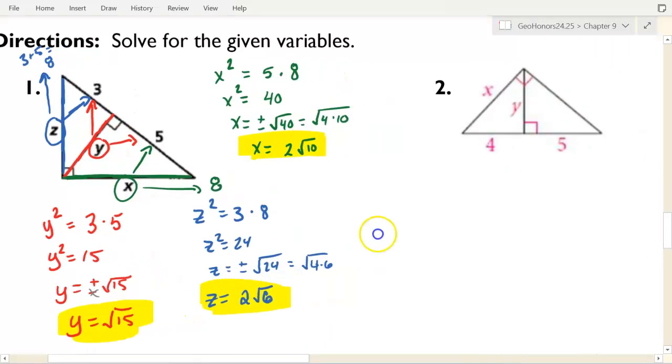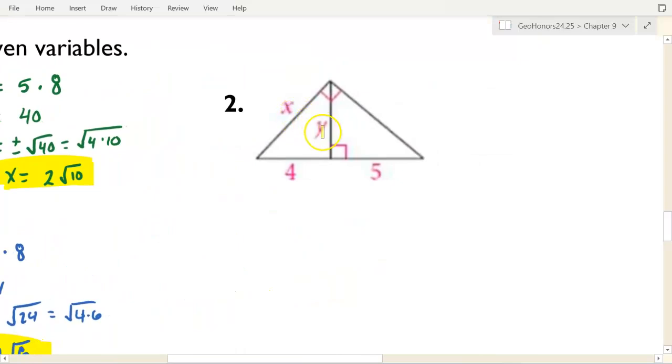For number 2, they're only asking that we solve for x and y. I want you guys to hit pause and try that one on your own right now, please.